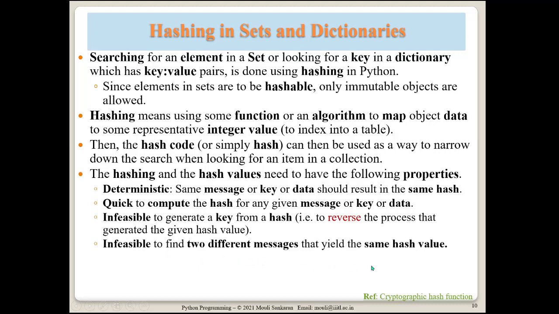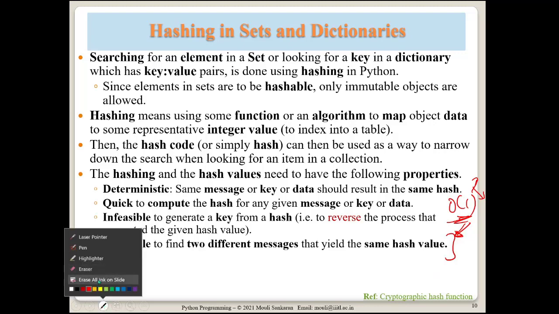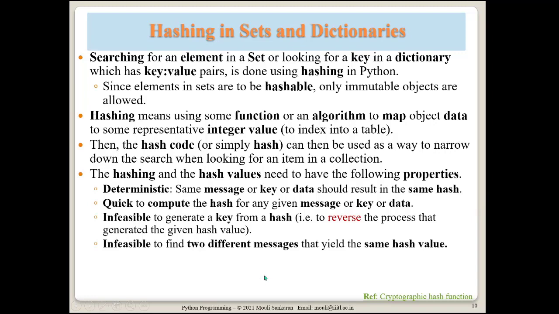It should be infeasible to find two different messages that yield the same hash value. So you want to avoid the collision, because then order of 1 is not guaranteed, and then how will you resolve it once the collision happens? Whatever is implemented in Python tries to make sure that there are no two different messages that yield the same hash value. Two different messages should not give you the same hash value. At the same time, the same message should always give you the same value, deterministically.